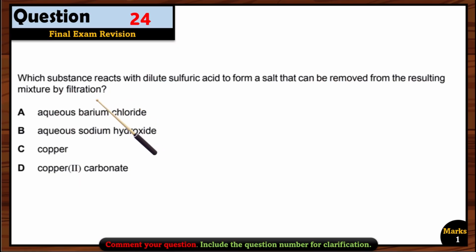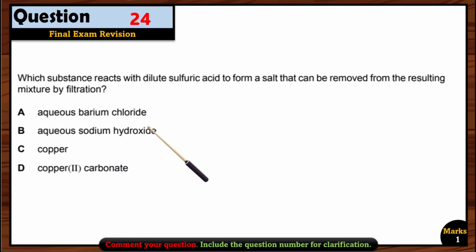That's why we can use the filtration method. So aqueous barium chloride can be the option. Aqueous sodium hydroxide can be the option. Copper, of course, cannot react with acid, so this is not the right option. Copper carbonate, again, is not the right option because copper carbonate is an insoluble reactant. So we cannot use an insoluble reactant to produce an insoluble product, okay? So A or B can be right.